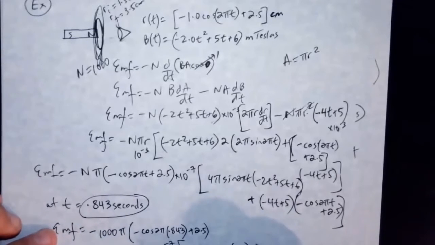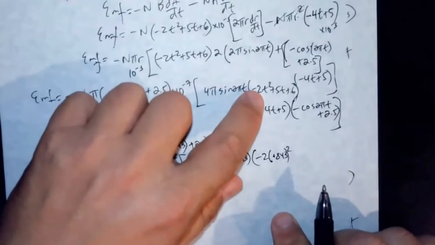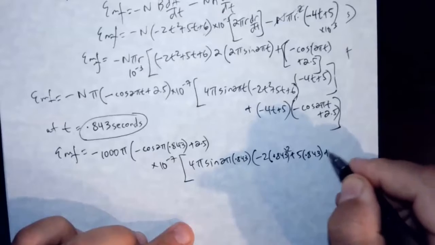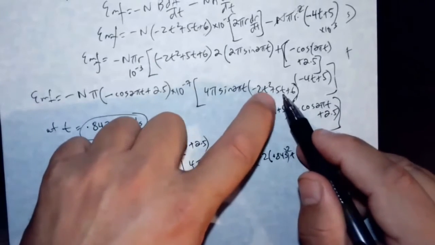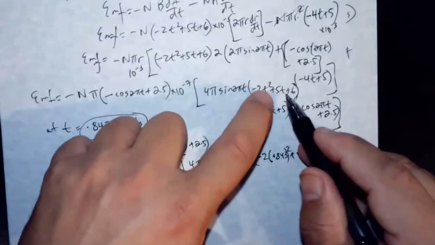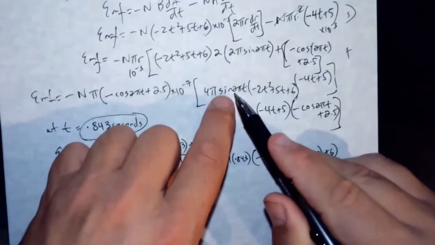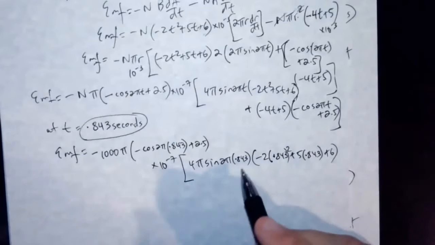0.843 times negative 2 times 0.843 squared plus 5 times 0.843 plus 6. So it all depends on what direction the B field is at a particular time, and then what the area is doing at that time. Is the area increasing, decreasing? So it's a combination of the two.